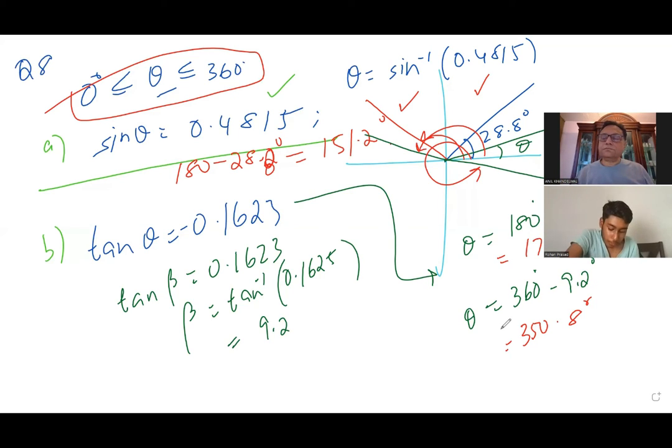I got 350.8 degrees as 360 minus 9.2 degrees, and I got 170.8 degrees as 180 minus 9.2 degrees. Clear? So this question is absolutely clear. That is how you're going to answer.